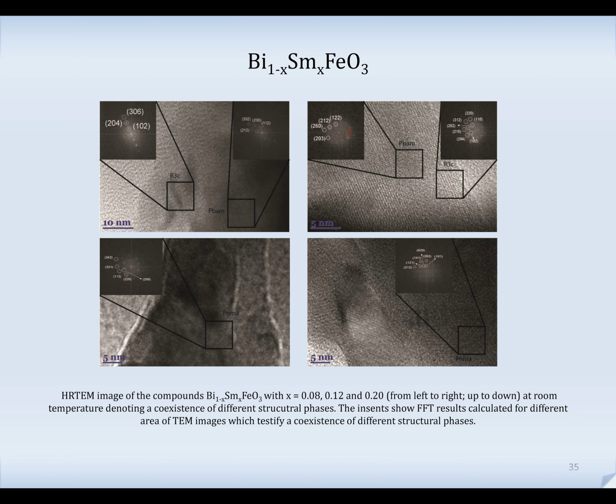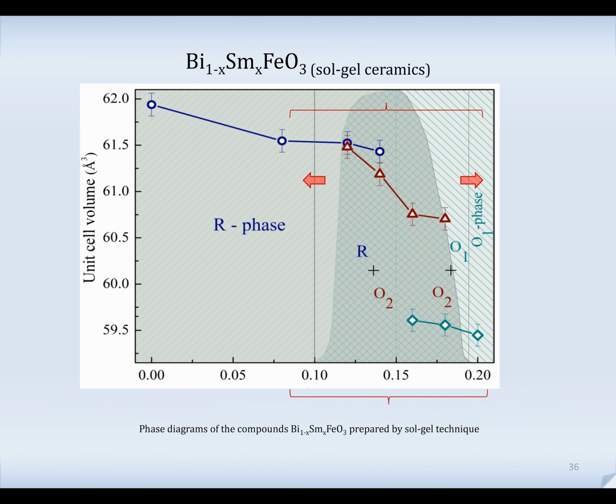So using local scale methods like PFM and TEM, we found that the phase coexistence region is a bit different from what we thought using diffraction results. In reality, this phase coexistence is a bit wider in both directions. On local scale, we find that here we have some inclusions in R phase. We think it's a single phase compound, but it's not in reality. It still has some inclusions of O phases. This is important to understand the phenomena which we observe in the phase boundary region.